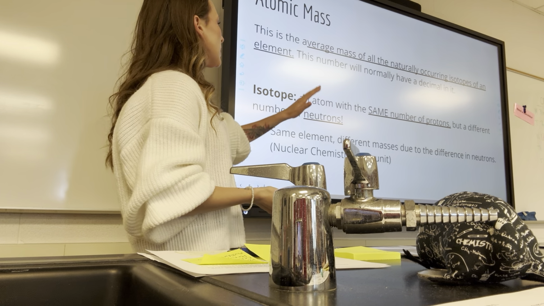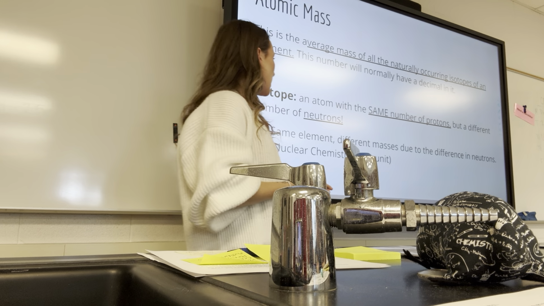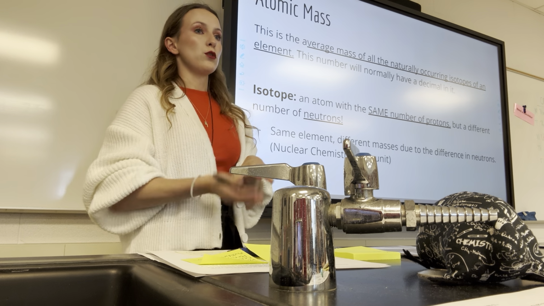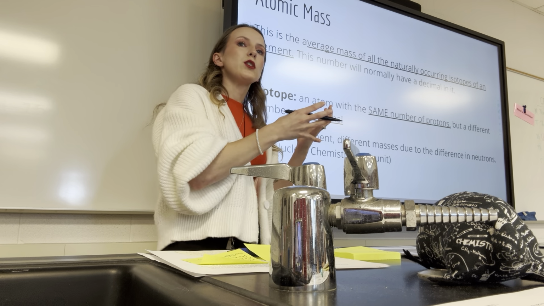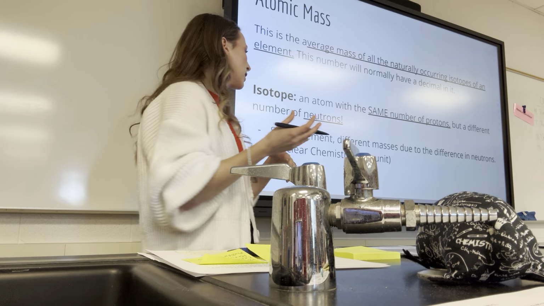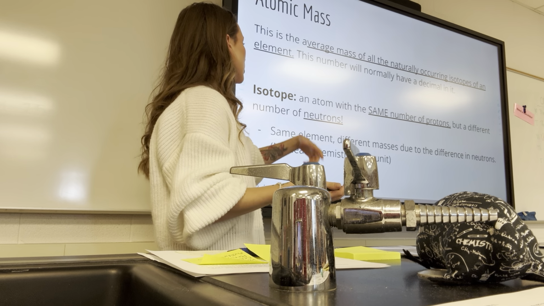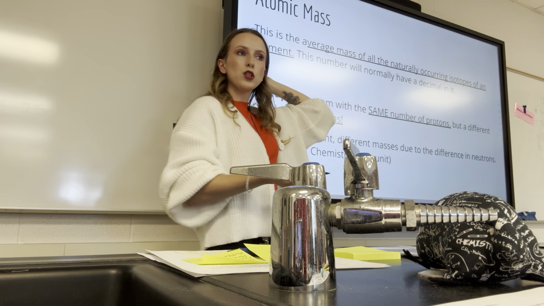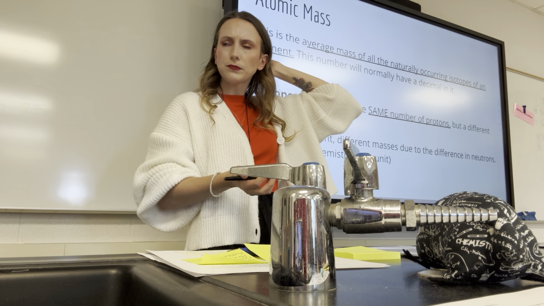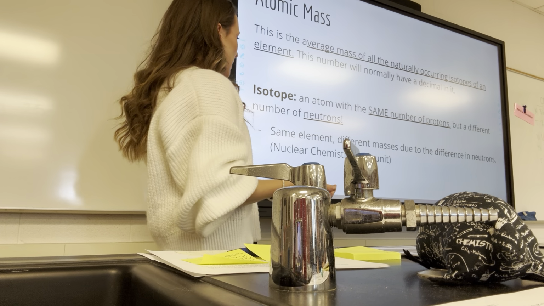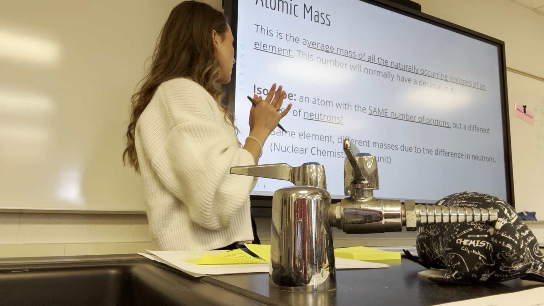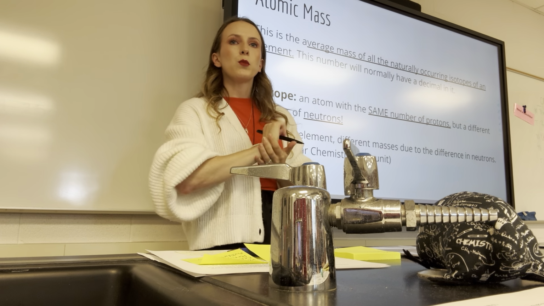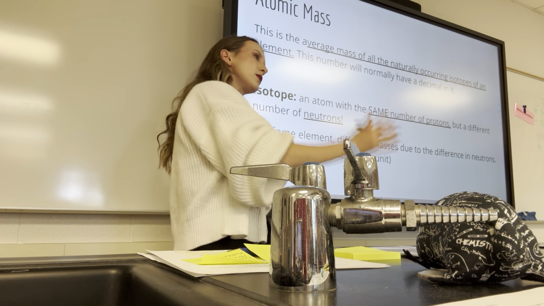An isotope is an atom with the same number of protons, but a different number of neutrons. Remember I just said that protons, that number, if you change it, will change the element. When we're referring to an isotope, we are changing the number of neutrons, which is changing the mass slightly. It's easy to think about it as same element, different masses because of the change in neutrons. We're also going to talk about this more in nuclear chemistry down the line.